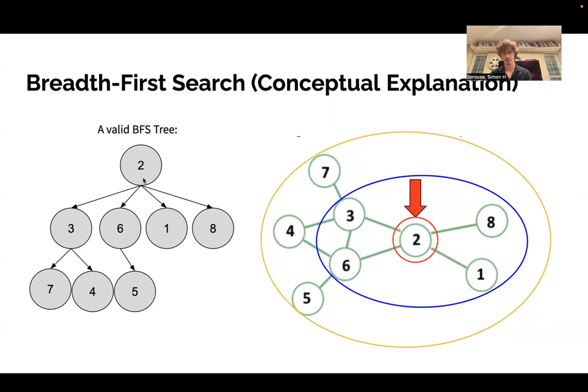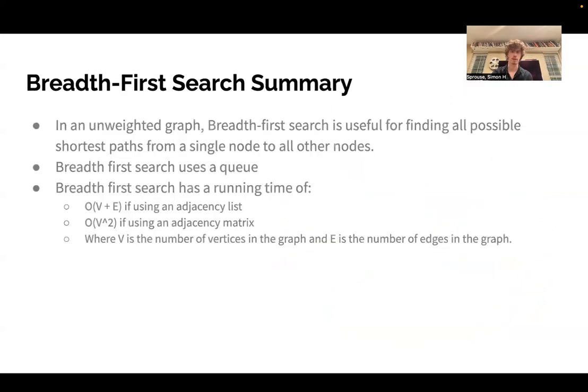We can trace any of these paths, like for instance 2, 6, 5, which gives us a valid path on the graph. So we took this graph, we traversed it, and it gave us a tree, which is kind of cool. We're going to see more properties of this later. But in summary, in an unweighted graph, breadth first search is useful for finding shortest paths from a single source.